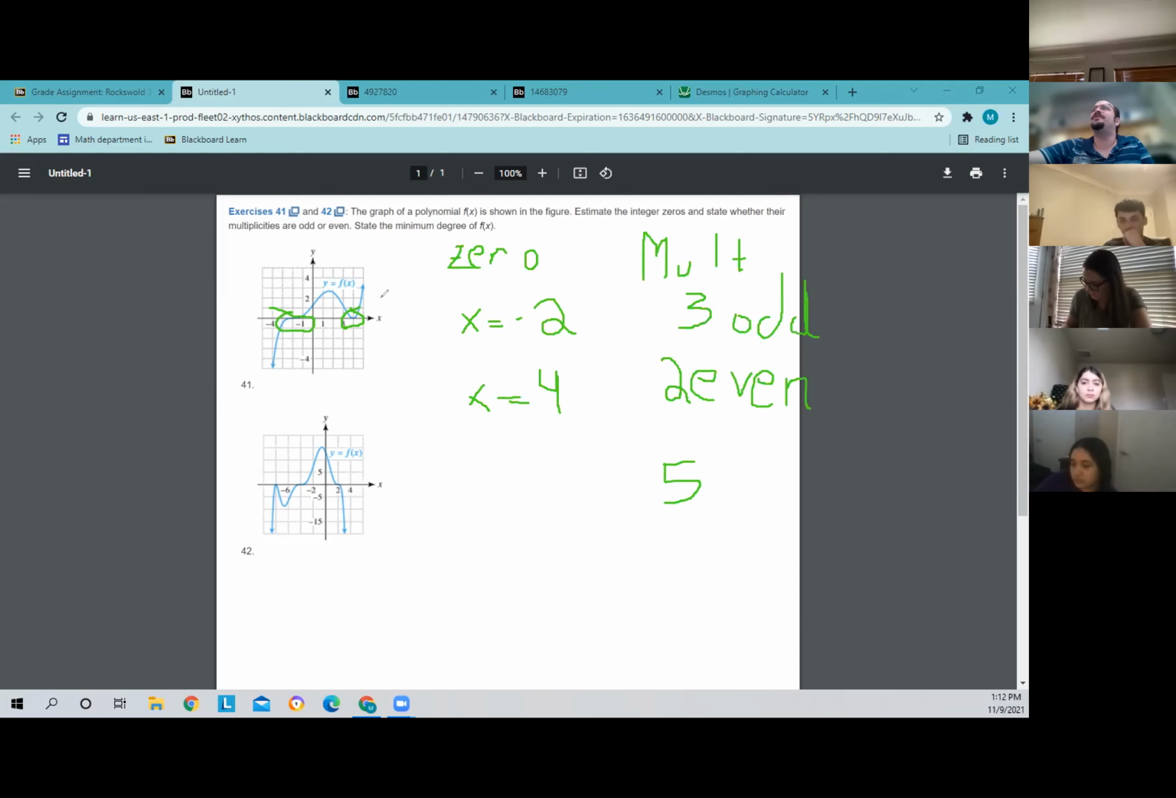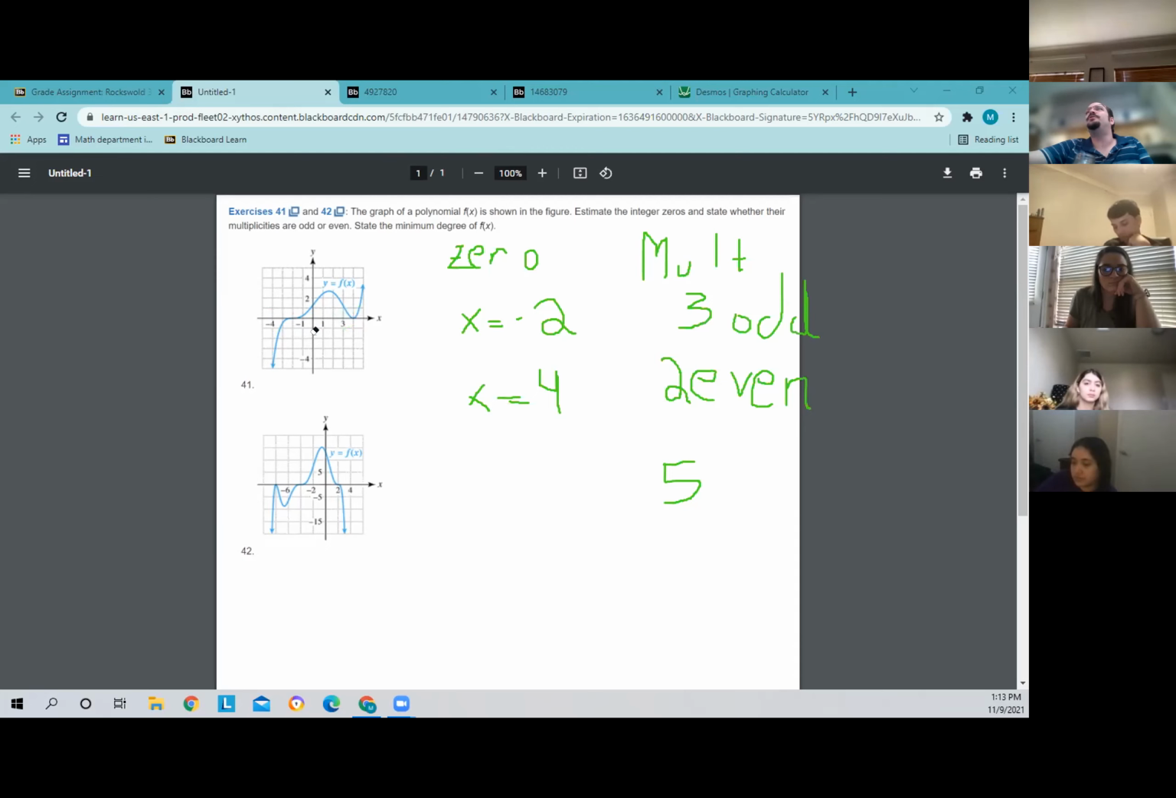Usually you do the turning points plus 1, right? But since this looks like one of those cubic sort of things, it looks like maybe we don't get a whole turning point out of it. So it's an inflection point, not a turning point? Yeah. If it's an inflection point, then it's not a turning point. But they're asking for the minimum degree of the function. An inflection wouldn't add to the degree, would it?